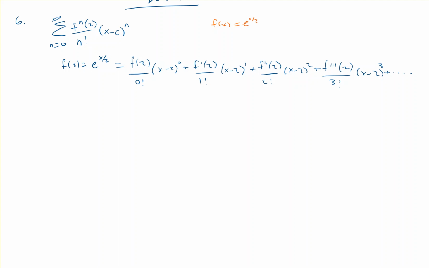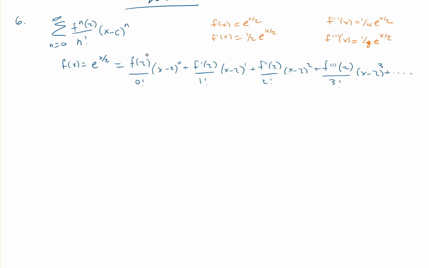Okay, so that's the function. This derivative is going to be e to the x over 2 times the derivative of x over 2, which is 1/2. F double prime is going to be 1/4 e to the x over 2. F triple prime is going to be 1/8 times e to the x over 2.